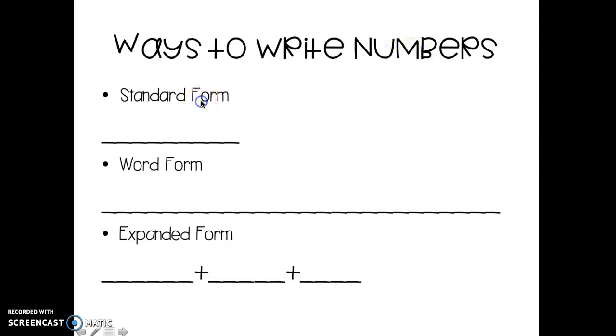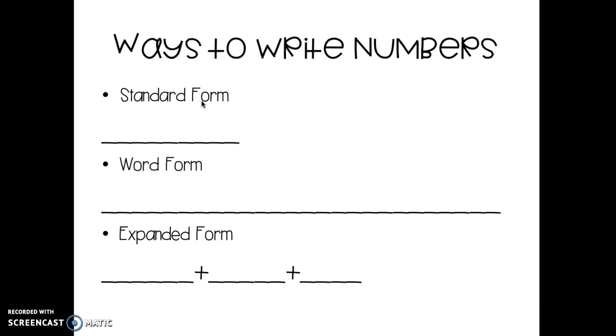The first way we can write numbers is in standard form. Now, standard form is just another way of saying that we're going to write the numbers the way that we see them in everyday life. For example, if I have the number 25, I'm going to write the numbers 2 and 5 together to make the number 25. That is standard form.